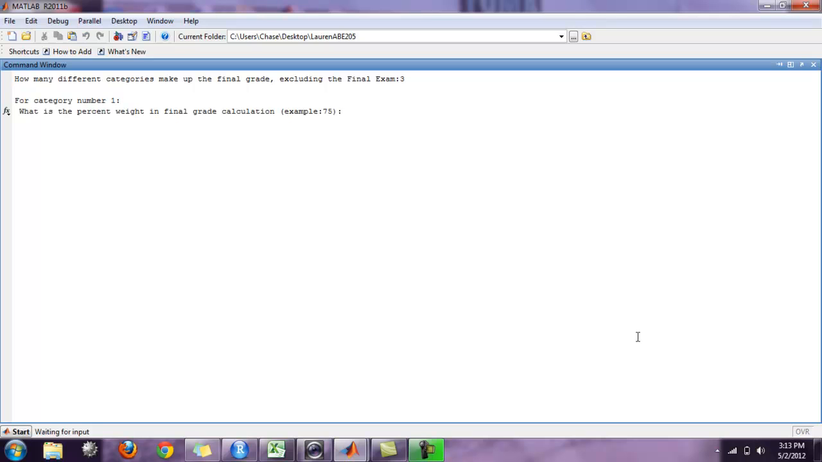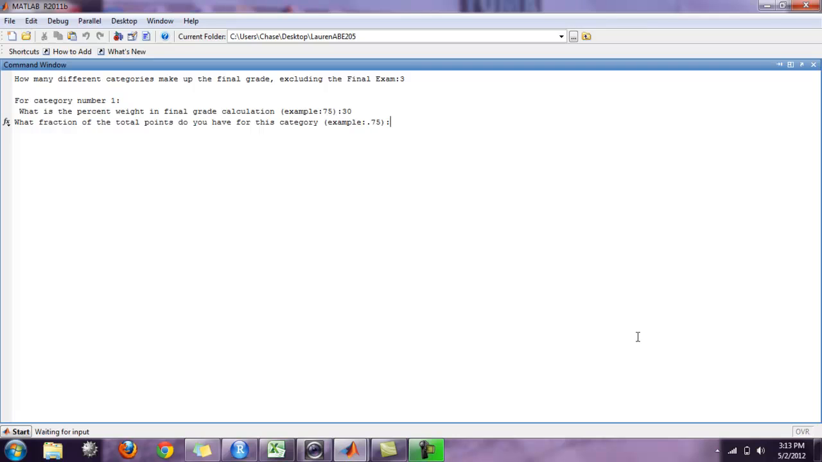So upon that input, it's going to prompt a new question saying, for category number 1, what is the percent weight in the final grade calculation? And it gives you an example saying that it needs to be in a whole number. So we're going to start with tests saying it's going to be 30%.